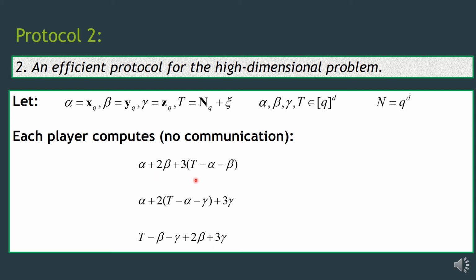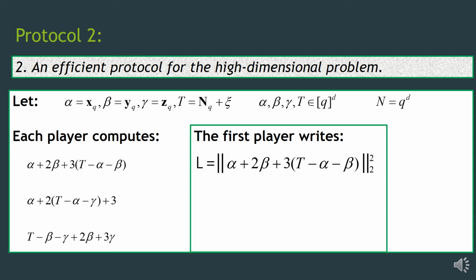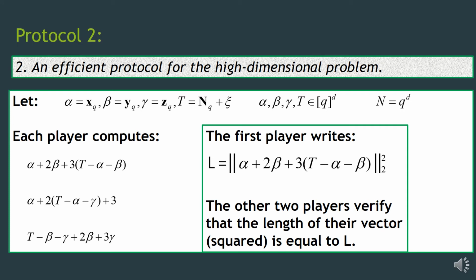So these are the vectors they compute. They all try to compute alpha plus 2 beta plus 3 gamma, but they are missing one of the pieces, and they fill in the missing piece by what they expect it to be, assuming alpha plus beta plus gamma is equal to t. Okay, so they've computed these vectors privately. And what they do now is they want to check whether the length of these vectors are all equal. So the first player writes the length of his vector squared, so it will be an integer, on the board for the other two players to see. And then using one bit of verification, the other two players verify that the length of their vector is equal to L. So then they know if the length of all these three vectors are equal or not.